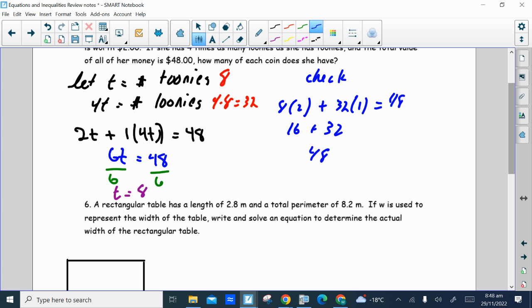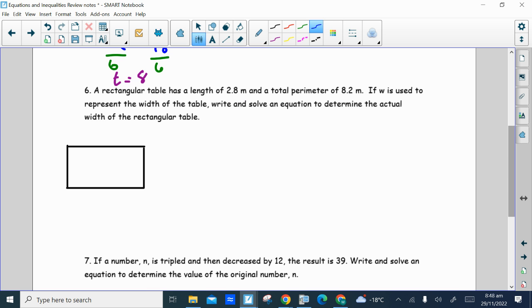The number of loonies is 4 times the number of toonies. That's the first criteria. And the total value is $48. That's the second criteria. So they both work.